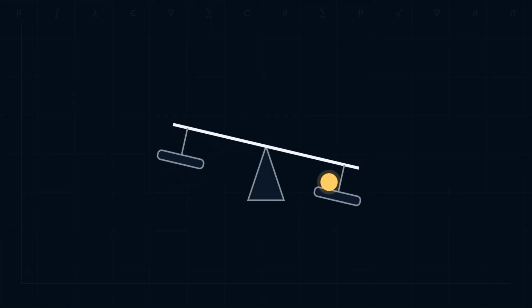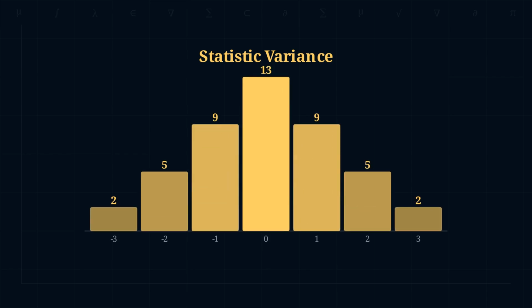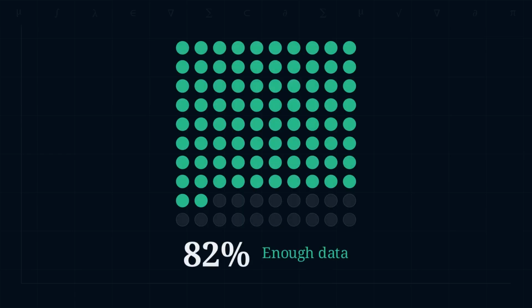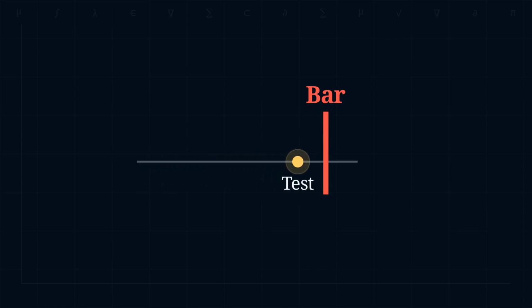Planning is straightforward. Decide the smallest effect that would change your action. Estimate how much your statistic tends to vary given your measurement process, and collect enough data that a real effect of that size would typically push you past your rule. Then if the test does not cross the bar, you will know you did not merely underpower it.